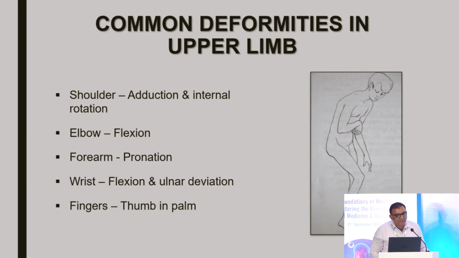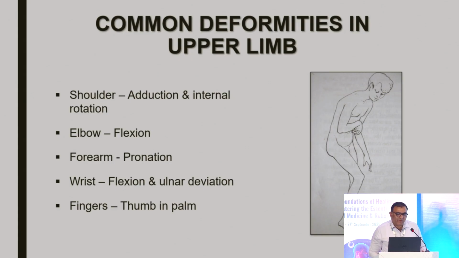Coming to deformities in the upper limb, the typical hemiplegic hand: the indications for doing upper limb spastic surgeries are very few. It's usually a hemiplegic hand. At the shoulder, we have adduction and internal rotation. At the elbow, we have flexion. In the forearm, we have pronation. At the wrist, we have flexion and ulnar deviation. In the fingers, we have thumb-in-palm deformity. Again, the indications are very few.